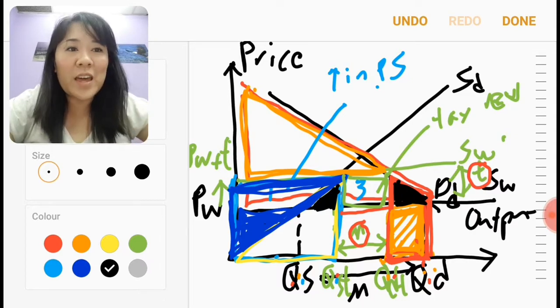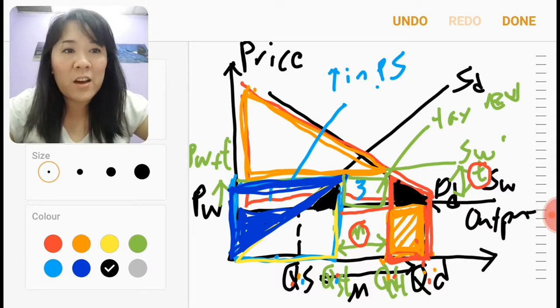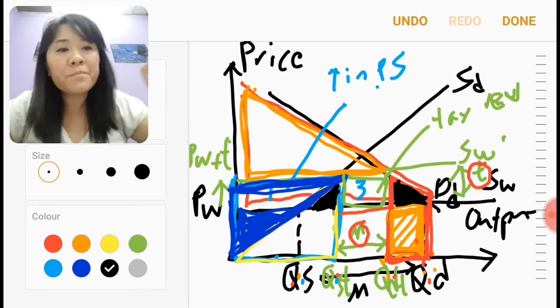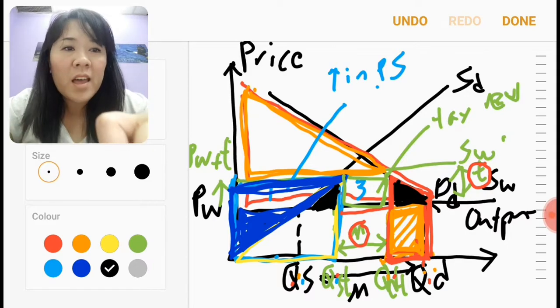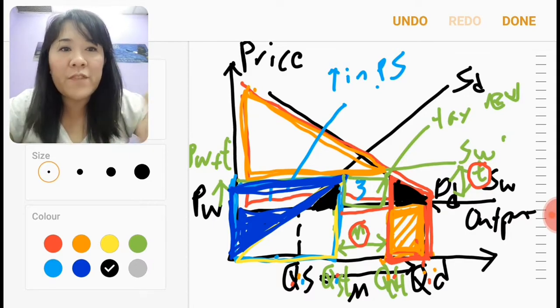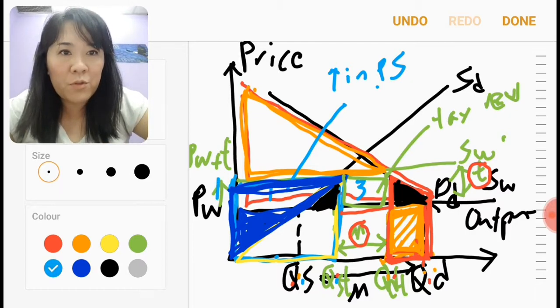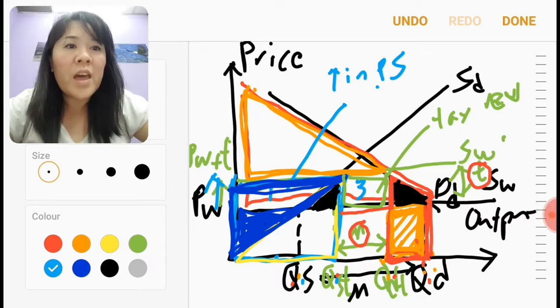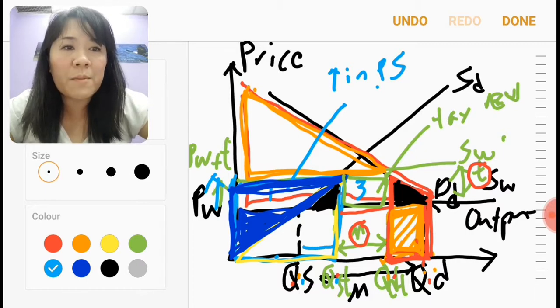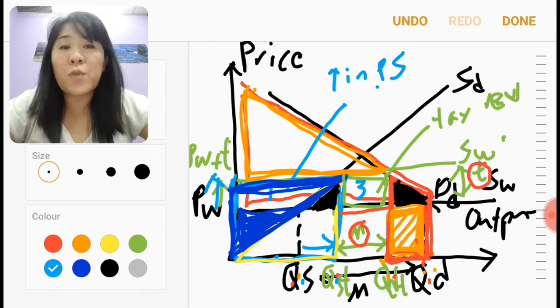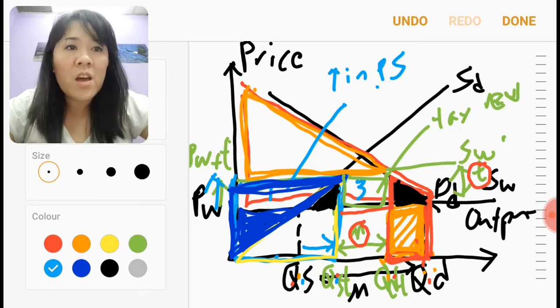Now let's move on to area 2, which is this black triangle over here. The imposition of the tariff increases the price of the good from PW to PWT, as mentioned. Following the law of supply, when there's an increase in price, there will be an increase in the quantity supplied by the producer, from QS to QST. As a result, there is a loss as well as a gain.